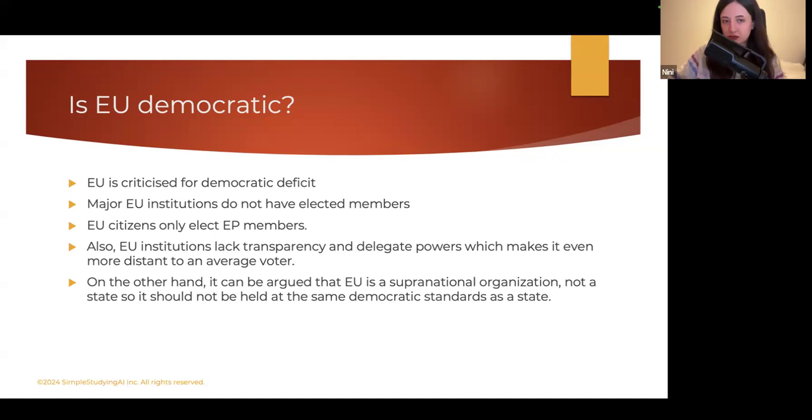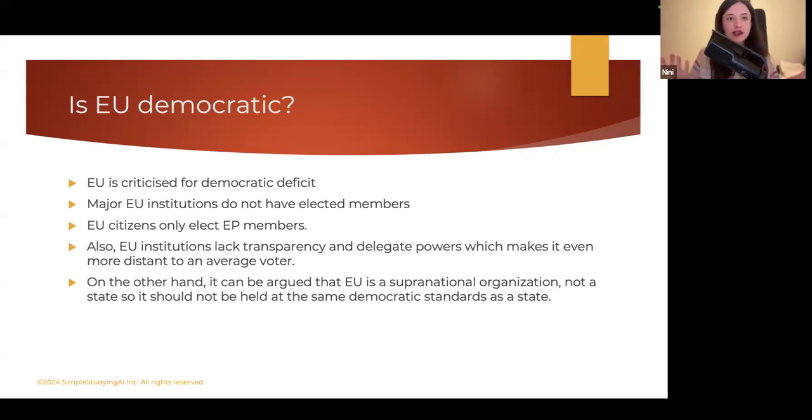The EU is criticized for its democratic deficit. This is a fact, and you have to state it. Major EU institutions do not have elected members. That means that it's not democratic. No members elected directly by the citizens means it's not democratic. EU citizens only elect European Parliament members, which means that the European Parliament is more democratic than other institutions like the European Commission. Also, EU institutions lack transparency and delegate powers.